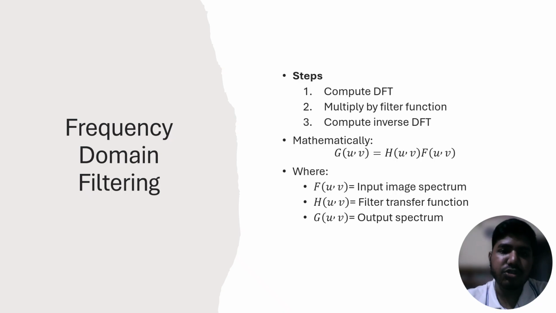Filtering in the frequency domain follows three steps. First, we apply DFT to the image. Second, we multiply the image frequencies by a filter. Third, we apply the inverse DFT. This process helps us to remove unwanted frequencies and improve image quality.